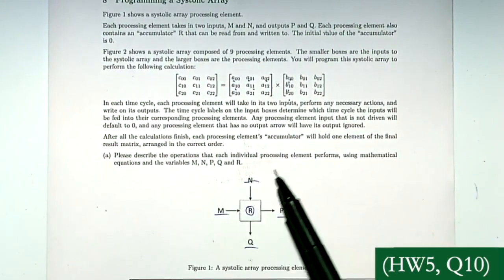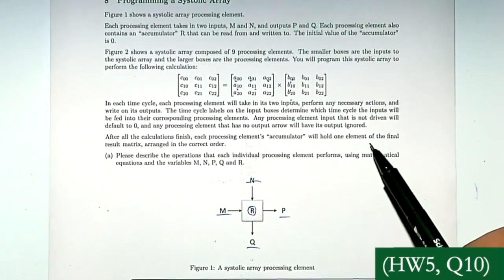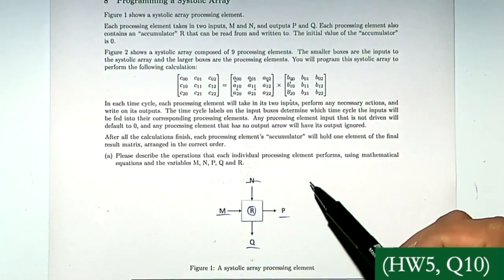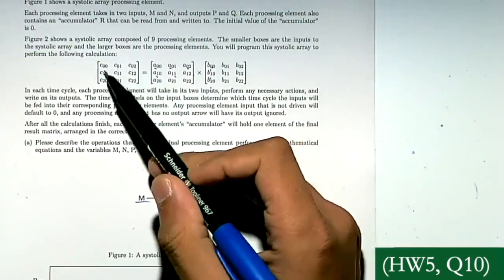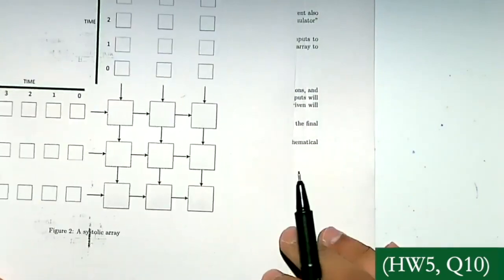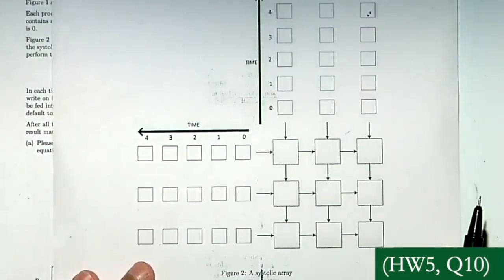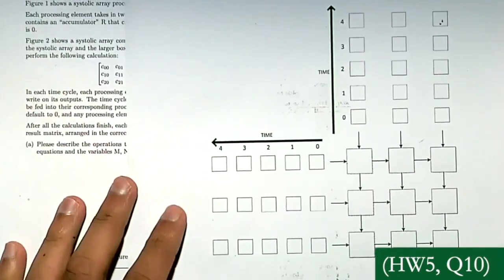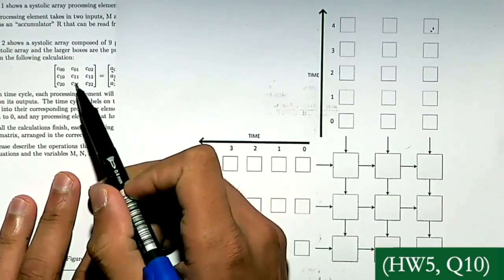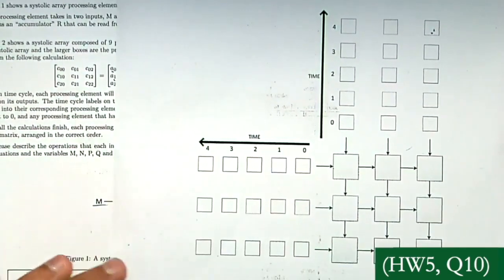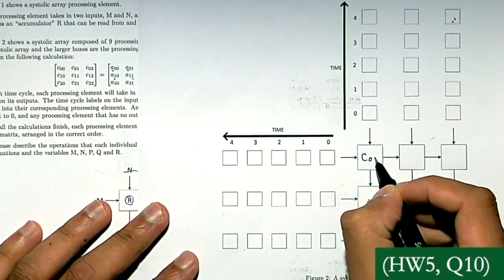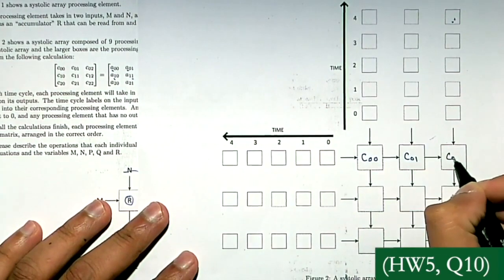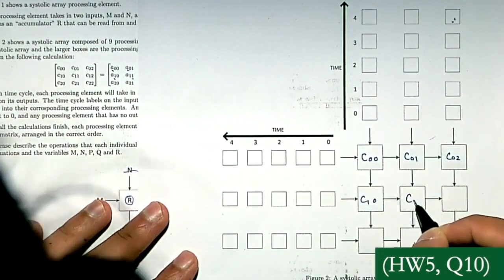So after all the calculations are finished, each processing element's accumulator will hold 1 element of the final resultant matrix arranged in the correct order, right? So we want this output matrix, which is the 9 elements of C, to be encoded in these guys. And we can assume that the correct order is the same order as the input, and as stated here. And if we assume something else, then we should just say so. So we're going to assume the same order for this case. So we want C00 to be here, C01, C02, and so forth.